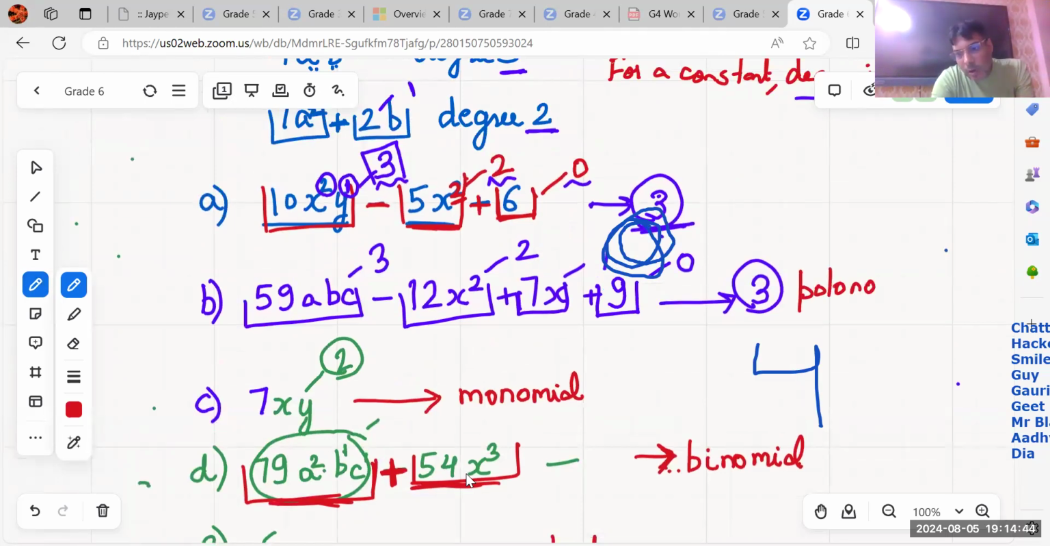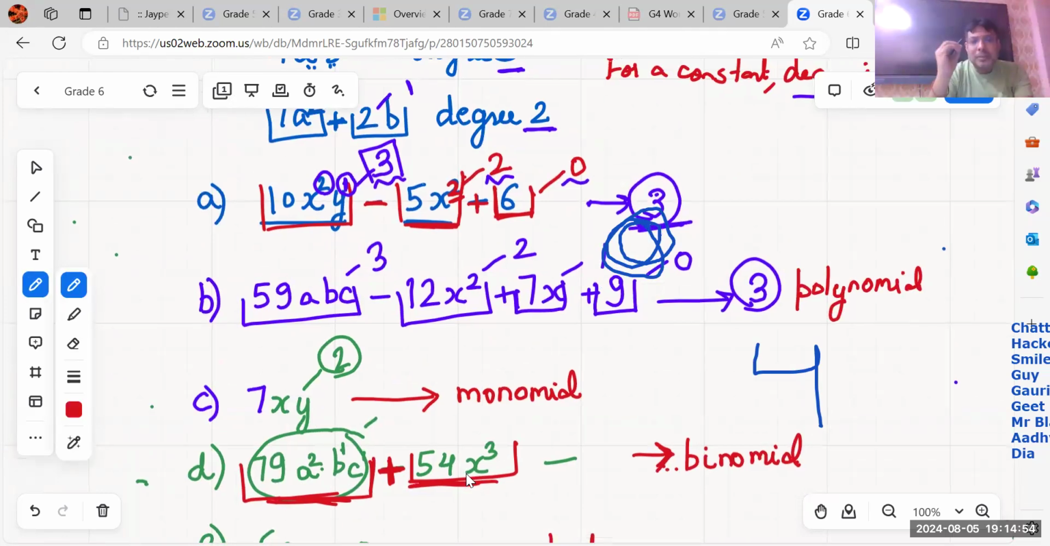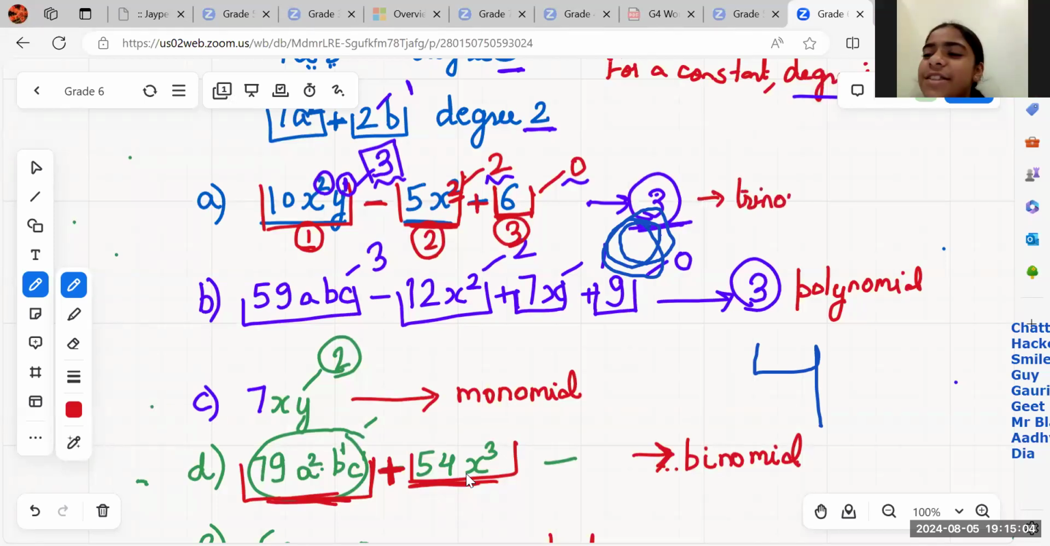Next, what is the A part? Who wants to answer? Adya? Binomial. Beta, how many terms are there in this? Term number 1, term number 2, term number 3. It is trinomial.